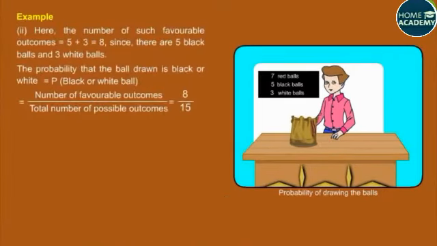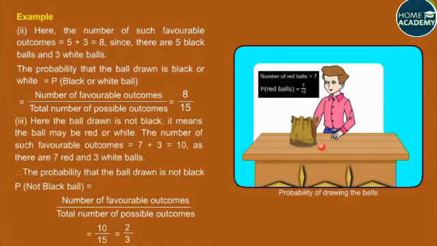Here, the number of such favorable outcomes is equal to 5 plus 3 equals 8. Since there are 5 black balls and 3 white balls, the probability that the ball drawn is black or white equals number of favorable outcomes upon total number of possible outcomes equals 8 upon 15.